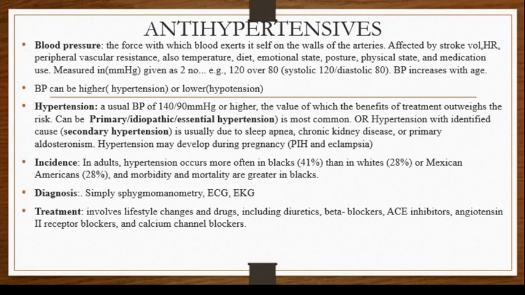The most important ones being the stroke volume, which is the amount of blood which is ejected from the heart per each beat, as well as the heart rate, which refers to the number of times the heart is beating per minute. We also have the peripheral vascular resistance, also determining the blood pressure. We also have things such as the temperature, diet, emotional state, posture, and physical state all coming together to also affect the blood pressure of an individual.